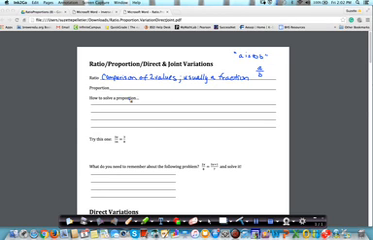A proportion is when you have two ratios set equal to each other. So for example, A is to B as C is to D. So again, we read that A is to B as C is to D. That's how we would read that. Okay? So how do you solve a proportion?